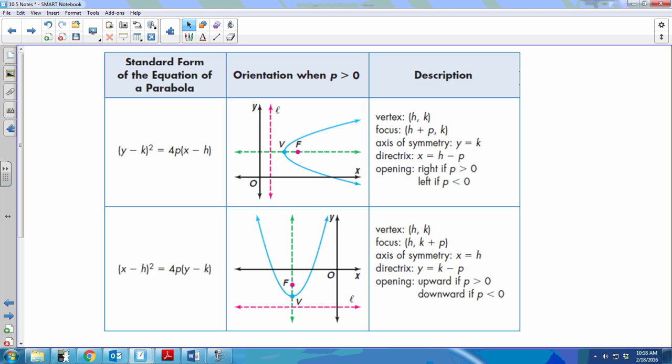Is that a what or a what? A 4. It's okay. It's all right. It's a 4. It's all good.